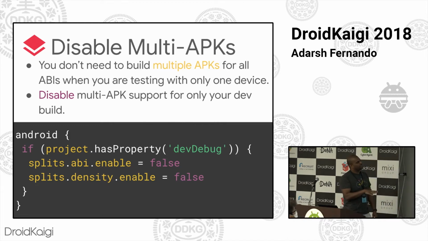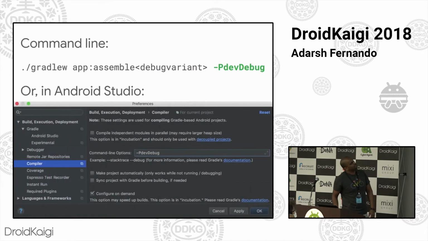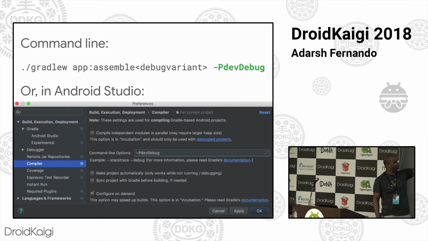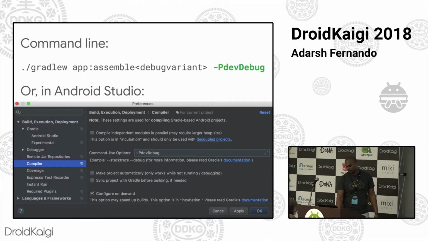So what you can do here is actually pass in a property. Tell Gradle to look out for a certain property that you can pass in through the command line, and then set these properties when it sees dev debug. I'll show you how that looks. If you're doing that from a command line, there's your command line, and then you're passing the dev debug property. And on Android Studio, you can go to build, execution, deployment in your preferences, compiler, and just add the command line options there. Just remember you have to remove that when you're building a release version.